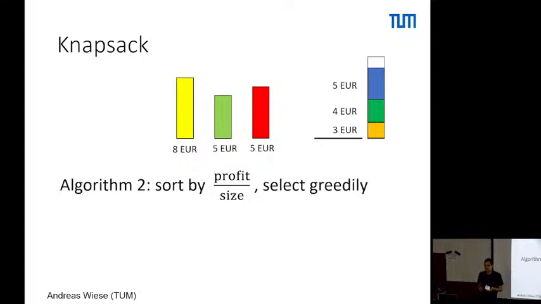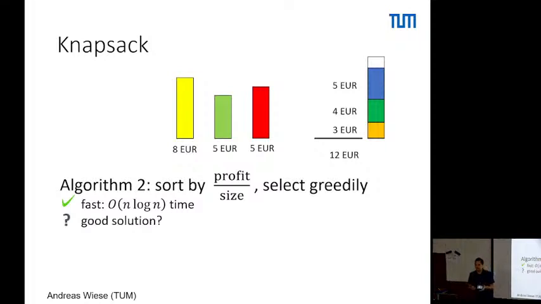Good. So this algorithm is already much faster than the algorithm from before. It takes n log n time, where the running time is dominated by just sorting the items. However, it's not clear whether the solution that we're going to get is actually a good solution, and therefore it's not clear whether this algorithm is actually a good algorithm. So I have to specify what we mean now by a good solution and by a good algorithm.